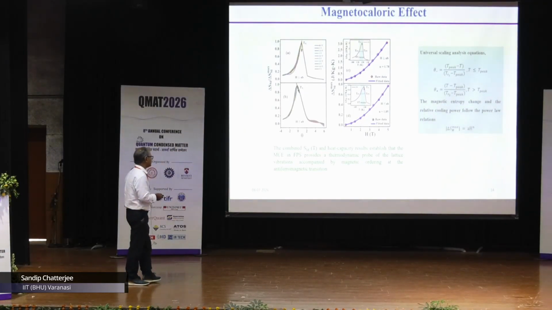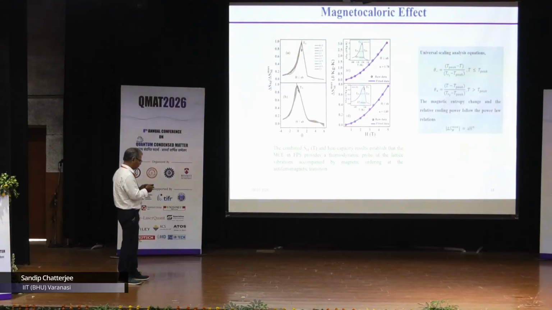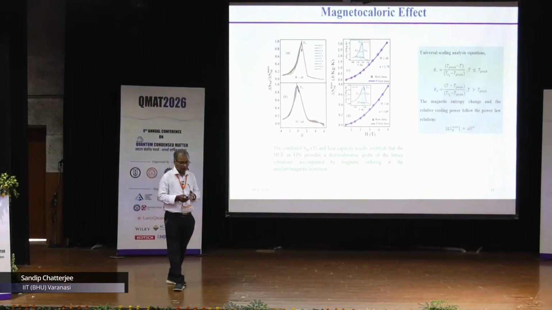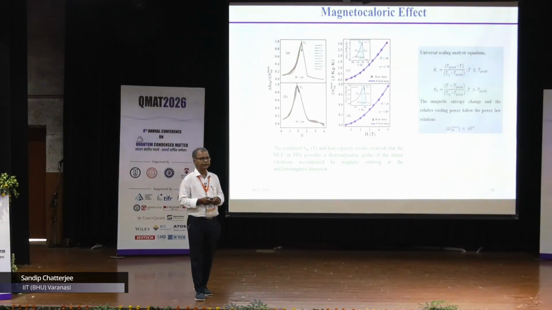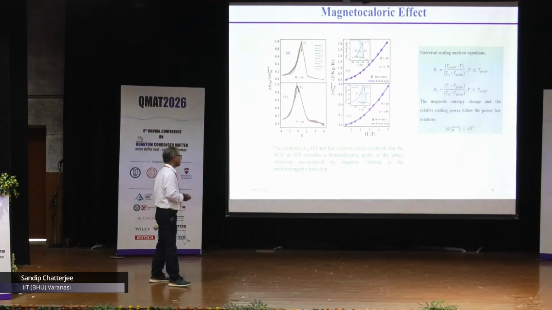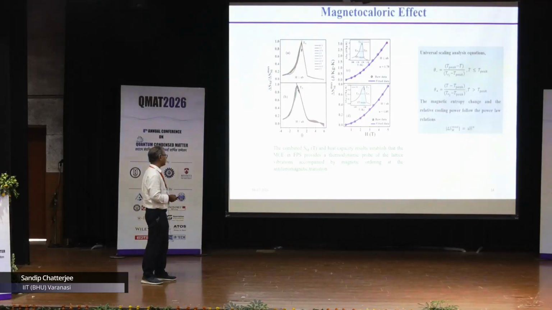And therefore, whatever we measure from the magnetocaloric effect and the heat capacity, it suggests that the magnetocaloric effect in this FePS3 system provides a thermodynamic probe of the lattice vibrations accompanied by magnetic ordering at the antiferromagnetic transition. So it proves not only the magnetic transition, but also the thermal lattice vibration in the antiferromagnetic state.